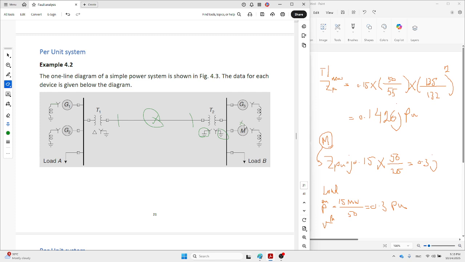So this is our load, this is another load, this is another load. We have three loads: two static loads, and this one is dynamic, which is a motor and rotating. So for this diagram, again, we should see how many sections we must create.